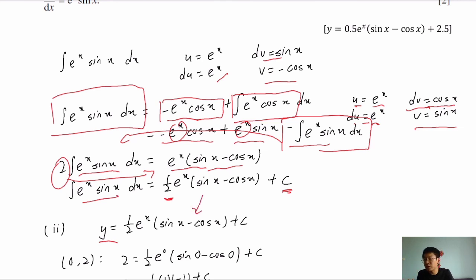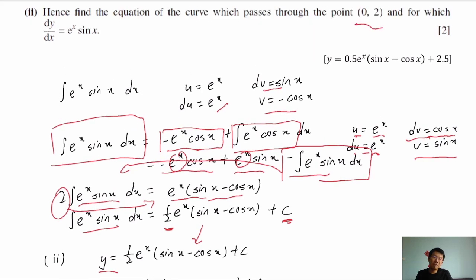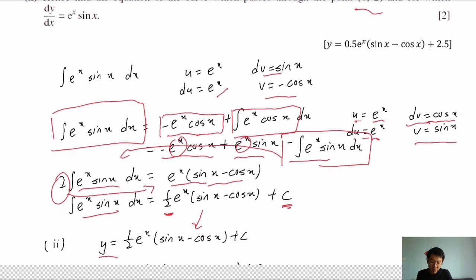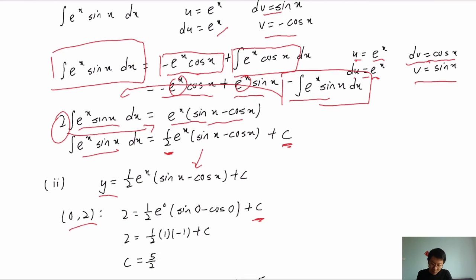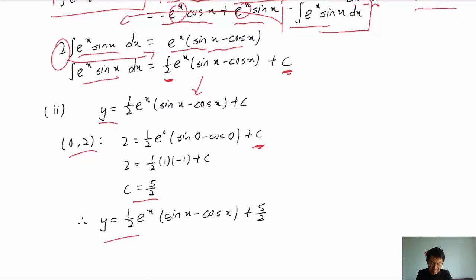Whenever we are trying to find the equation of the curve, because we are integrating dy/dx, when we integrate anything, we will have a constant. For the constant, we are given the value: this curve passes through the point (0, 2). So we need to substitute x equals 0 and y equals 2 to find out what this constant is. By working it out, we have the constant as 5 over 2. So just substitute it back. That would be the second part of this question.